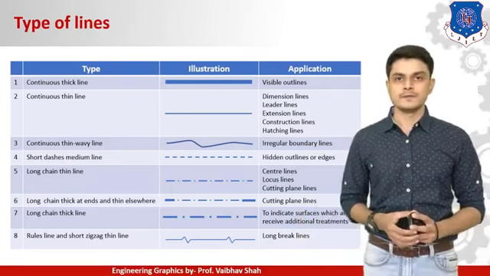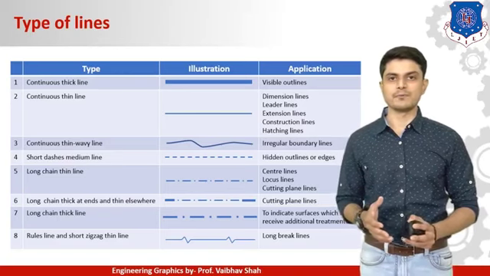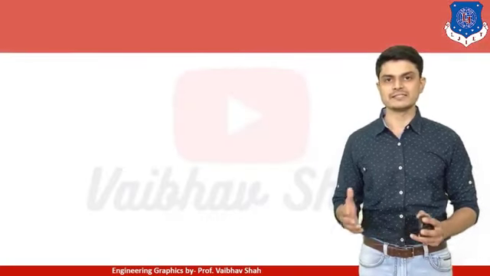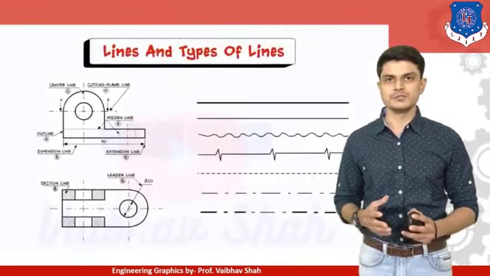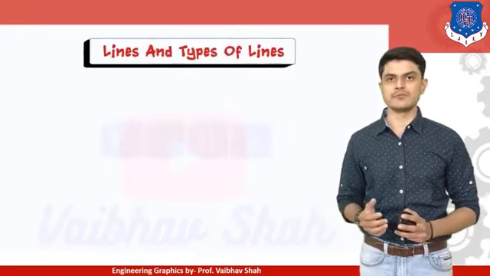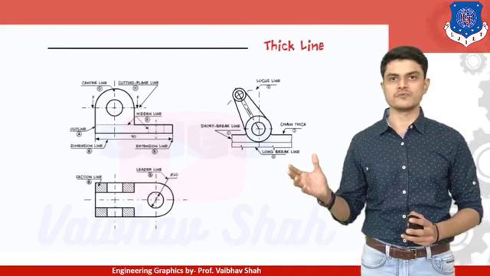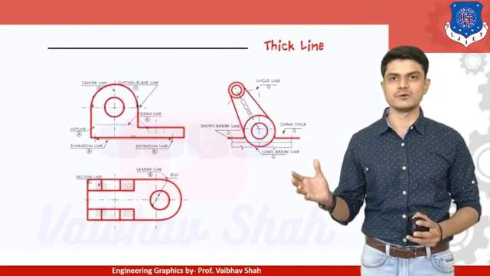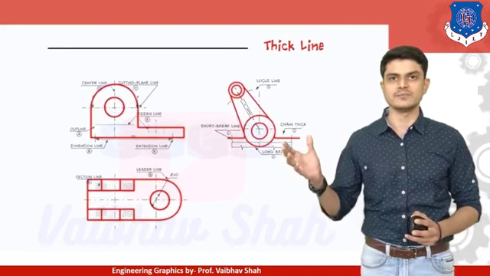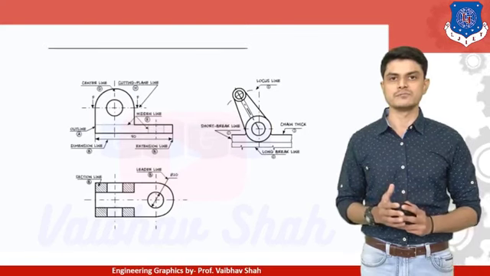Now let us understand this type of lines by one video. So let us see one video here. So here we have the different types of lines available to us. So these will be our object. So first we'll be looking for a thick line, or you can say visible line. So these are the visible lines which are shown in the object.